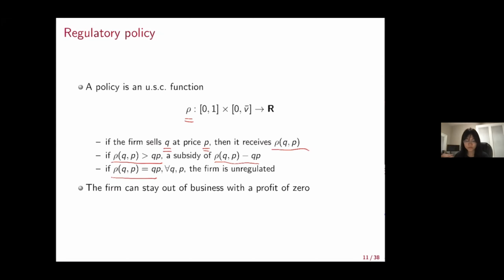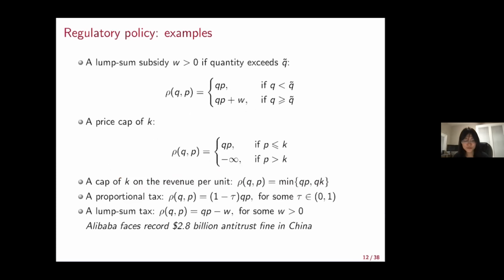Now, we also assume that the firm can stay out of the business with a profit of 0. That's the participation constraint. Now, let's look at a few regulation policies that people sometimes use. The first one is called a lump sum subsidy. This is a subsidy which tries to incentivize the firm to produce at least a certain amount, right? The subsidy rule says that if you produce less than Q tilde, you just get your market revenue. If you produce more than Q tilde, you get a subsidy of W. Right? Question?